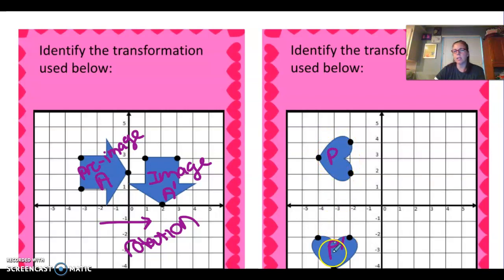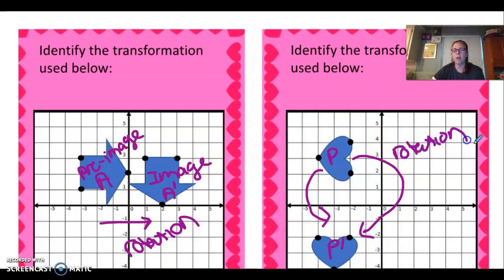Now here, if this is our pre-image, I'm going to say P, and this is P prime. So we go from here to here. It didn't slide down because the heart is not facing the same direction. It didn't reflect because it's not a reflection. It either rotated 270 degrees this way or 90 degrees this way. So it either went clockwise 270 or counterclockwise 90. We don't have to identify which one, we're just identifying that it's a rotation.